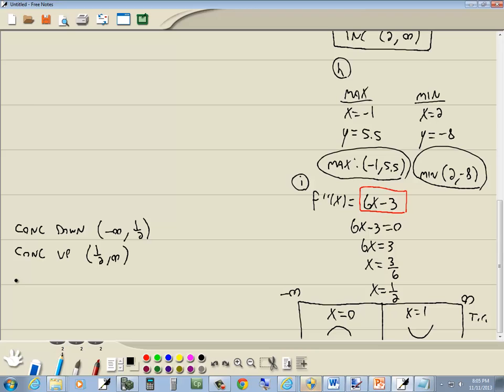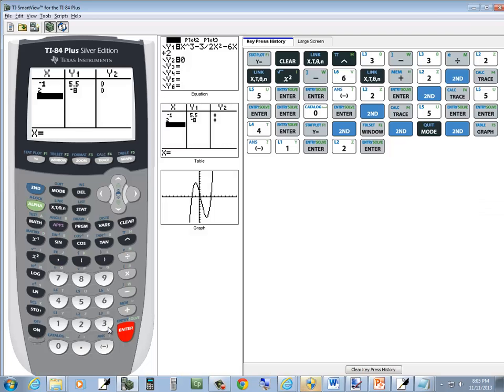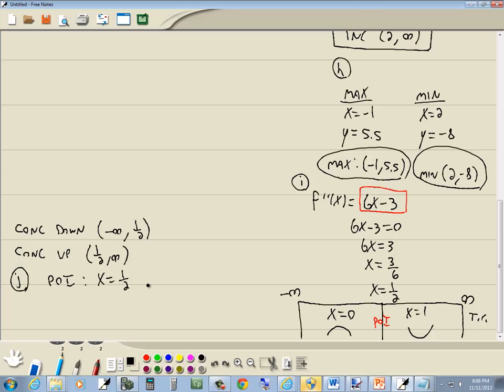Now, that was concavity. You have a POI, point of inflection, if your concavity changes and a point exists there. Well, this changes from concave down to concave up, so we have a POI at x equals 1/2. Well, let's go back to our table feature, and we'll plug in 1/2. So I do 1 divided by 2, enter, and that gives us negative 1.25. So y is equal to negative 1.25.